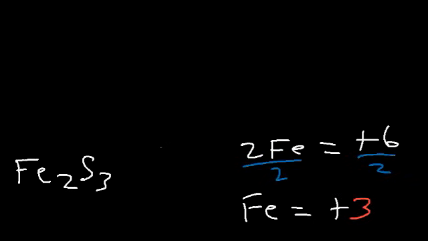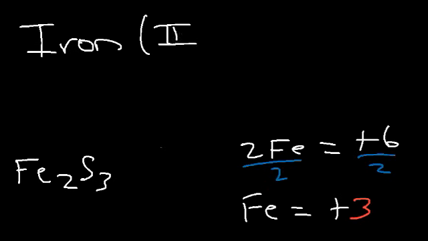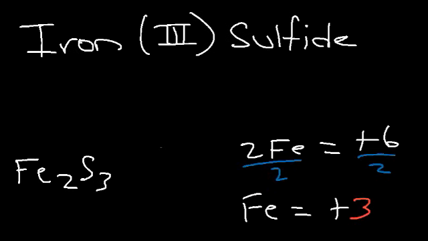So now we can write the name of the compound. So we know it's iron 3 sulfide, since Fe has a plus 3 charge. Sometimes the oxidation state is going to be this number, sometimes it's not. So don't always rely on it, but it's an indicator that it could be plus 3. Just not all the time.